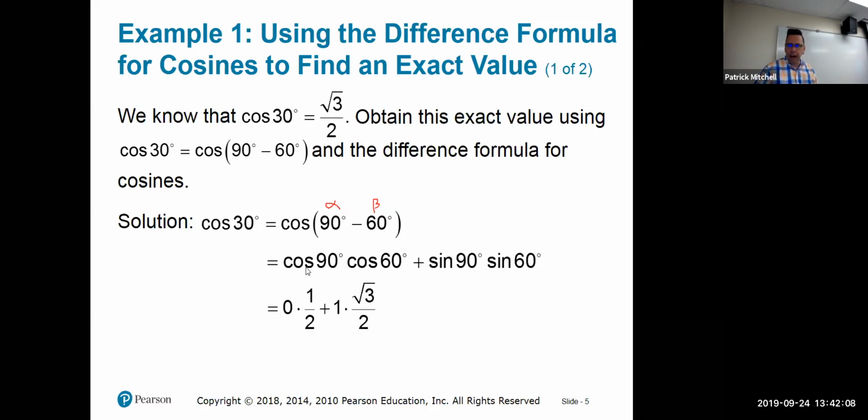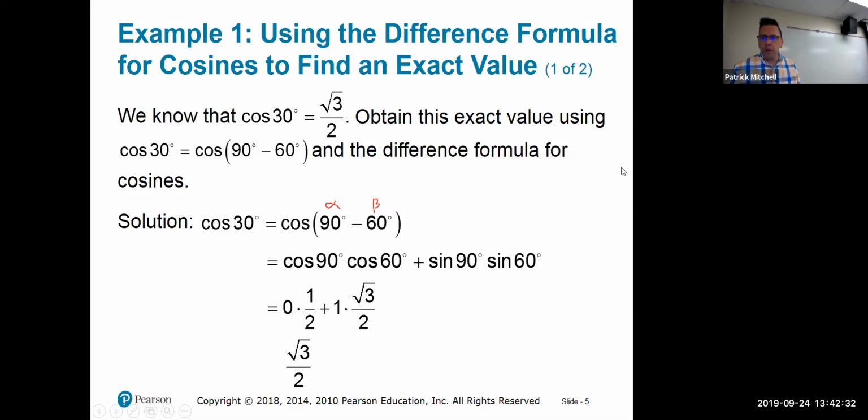The cosine of 90 degrees is 0. The cosine of 60 degrees is 1/2. The sine of 90 degrees is 1. And the sine of 60 degrees is square root of 3 over 2. So as long as you're allowed to use all of those facts, you can verify that the cosine of 30 degrees is square root of 3 over 2.